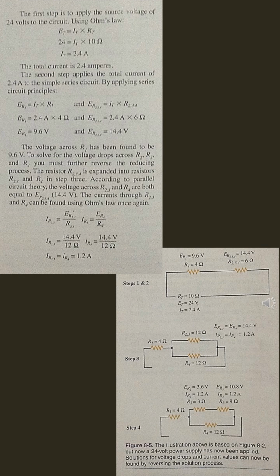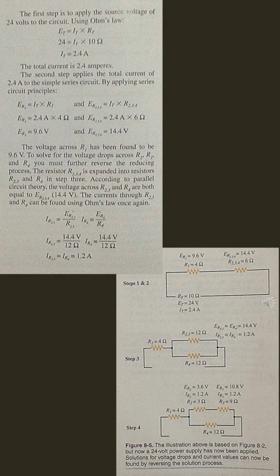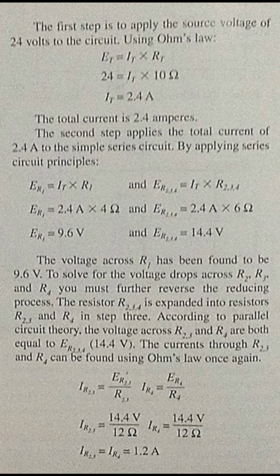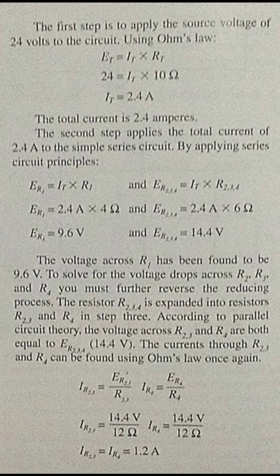In example 4, the second example, figure 8-5 is based on figure 8-2. The total resistance value of figure 8-2 was calculated in example 2 to be 10 ohms. The first step is to apply the source voltage of 24 volts to the circuit using Ohm's law. Voltage total equals current total times resistance total. 24 equals current total times 10 ohms, and current total equals 2.4 amps. The total current is 2.4 amperes.